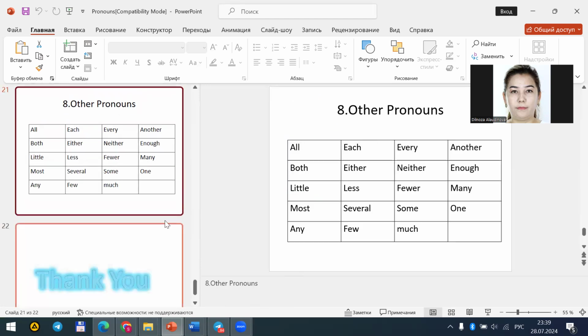And other pronouns: all, both, little, most, any, each, either, less, several, few, every, neither, fewer, some, much, one, many, enough, and another. There are other types of pronouns in the English language, and we could use them in interrogative and other types of sentences.